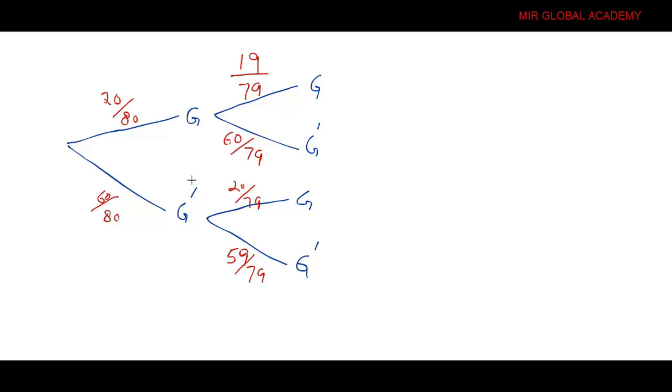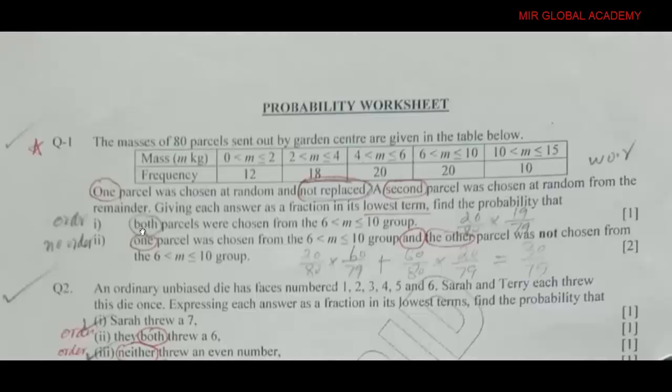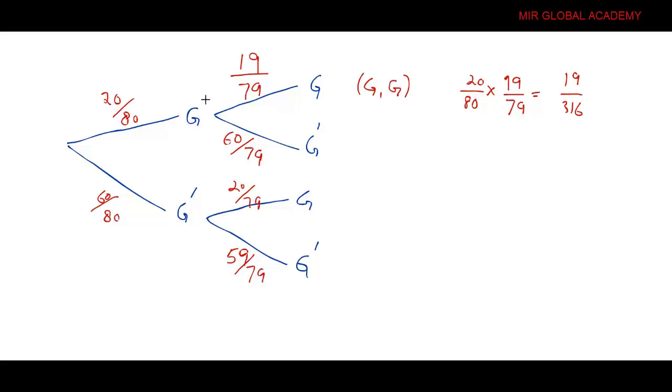Once we have drawn this probability tree diagram, now we have to find the probability both parcels were chosen from this group. So we will multiply both of the probabilities. After simplification, it is 19 over 316.